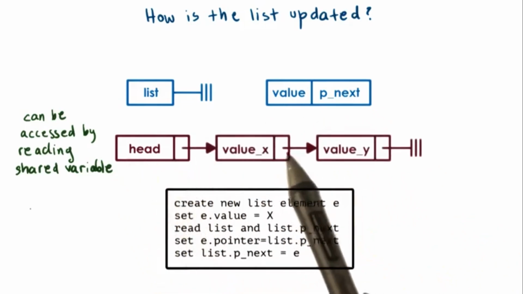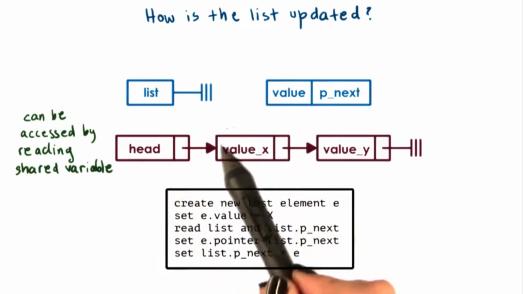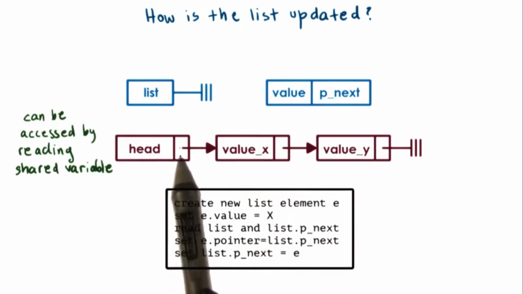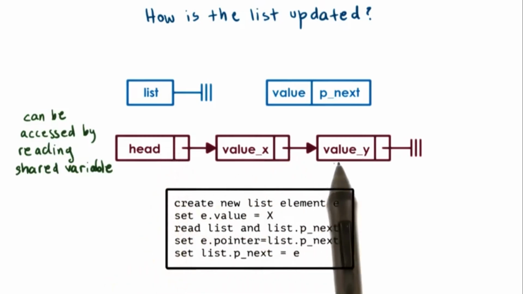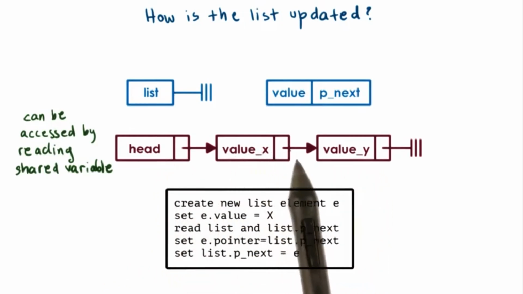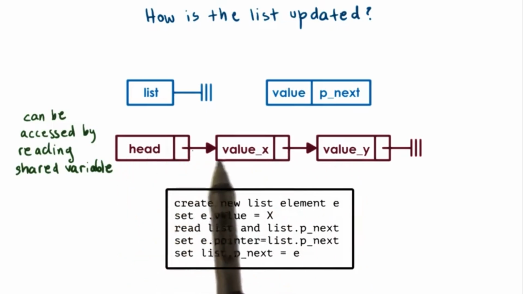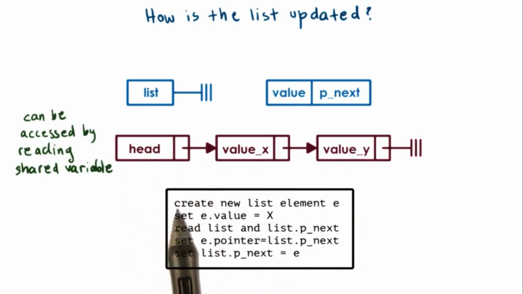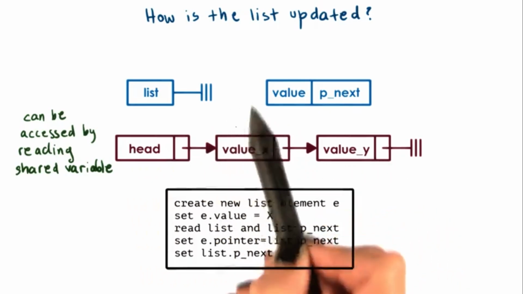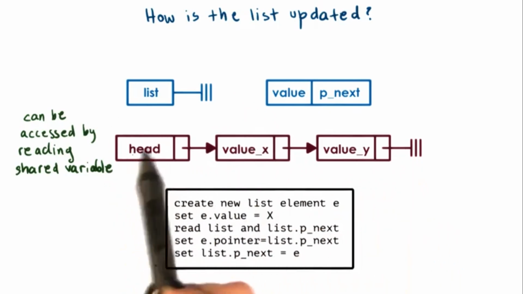What that means is, for instance, when we are creating this element value x, we will first create this data structure, and then we will first read the pointer of the list. Originally, this pointed to value y, set the new element's pointer to point to value y, and then set the head pointer to actually point to the newly created element. And in this way, new elements are basically inserted at the head of the list. They end up pointing to the rest of the list, and the head of the list points to the newly created element.